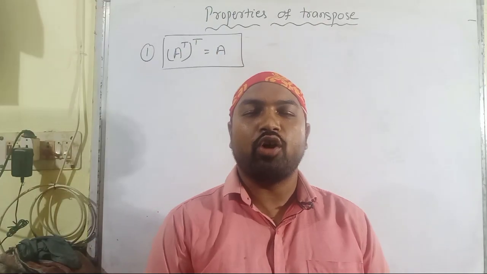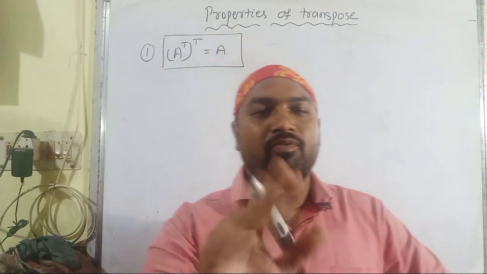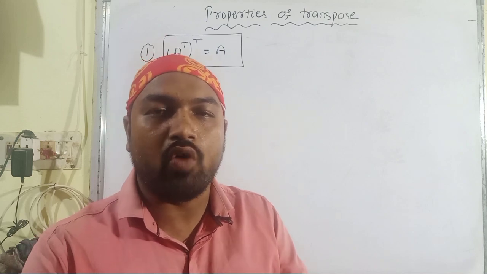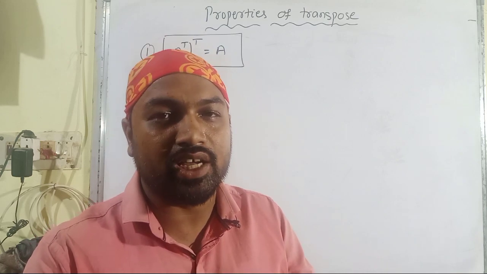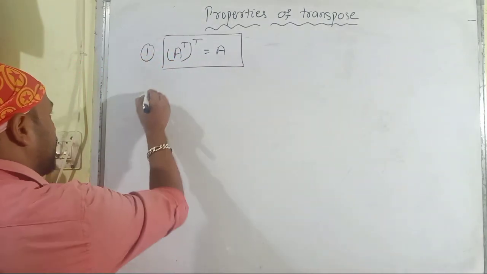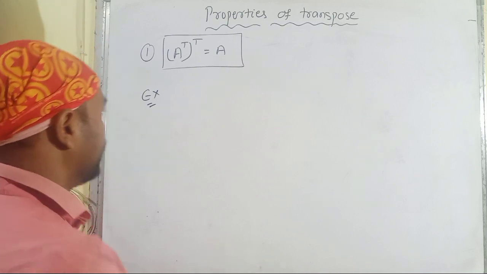Now let us discuss the properties of transpose of matrices. There are 5 properties. Starting from number 1: the transpose of the transpose of a given matrix A is equal to the given matrix A. Let us discuss this property by taking an example.